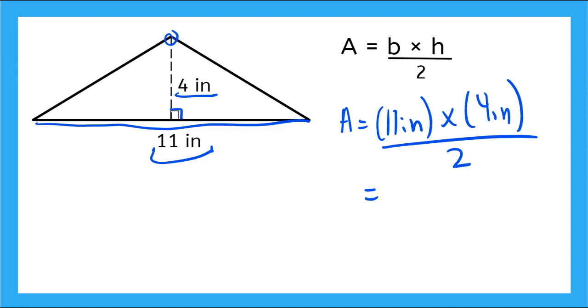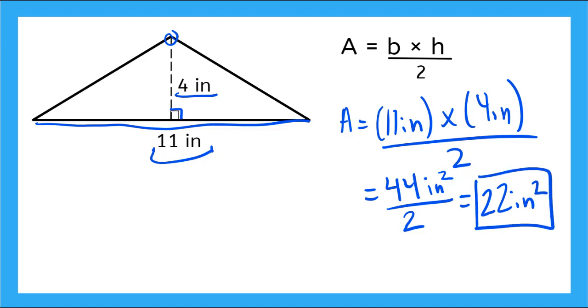So 11 times 4, that gives me 44. And since I have to multiply my units together also, I get inches to the power of 2. And if I divide that by 2, I will get 22 square inches, or 22 inches squared, for the area of this triangle. Nice work!